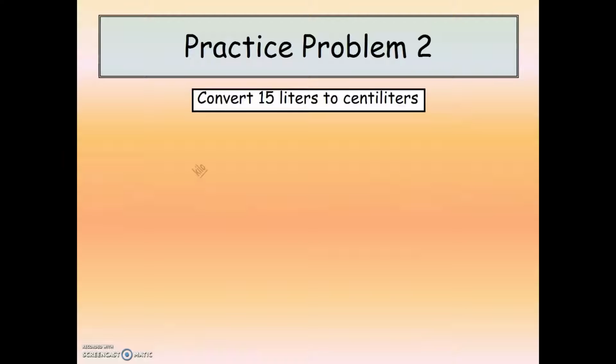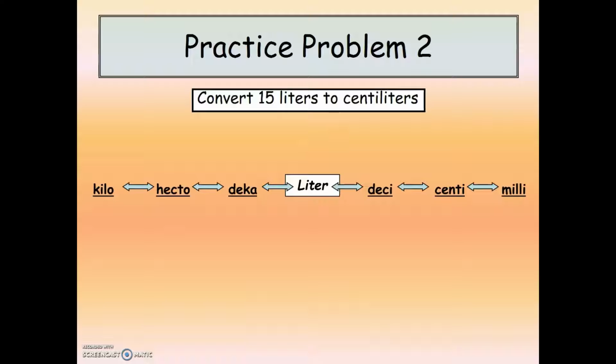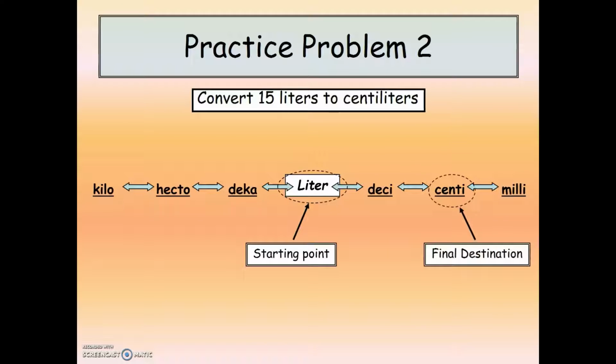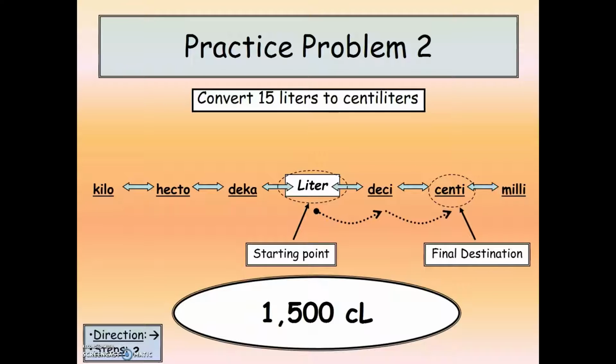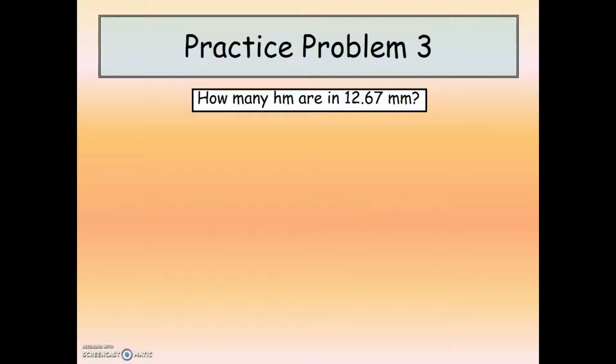So let's now do it again for 15 liters to centiliters. So we're starting at liters and we're going to centiliters. Again, we're going to the right and we're going to hop 2 times. So we're going to move our decimal over 2 hops, and that gives us 1,500 centiliters.